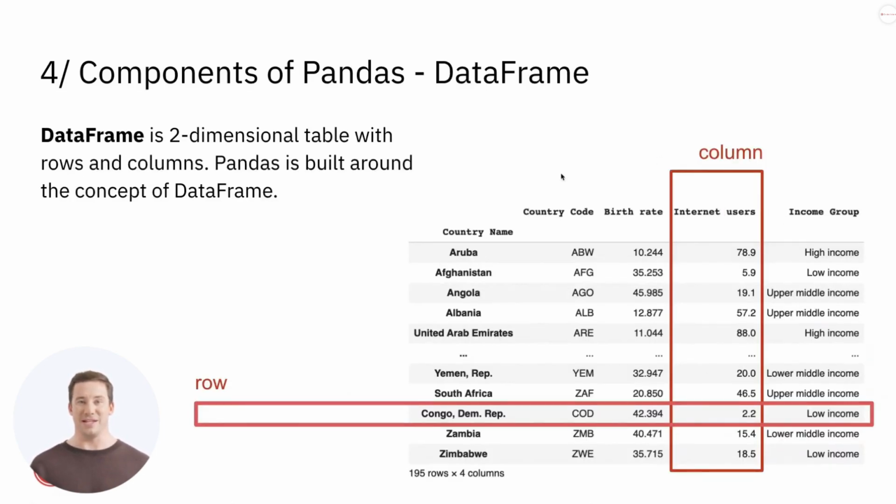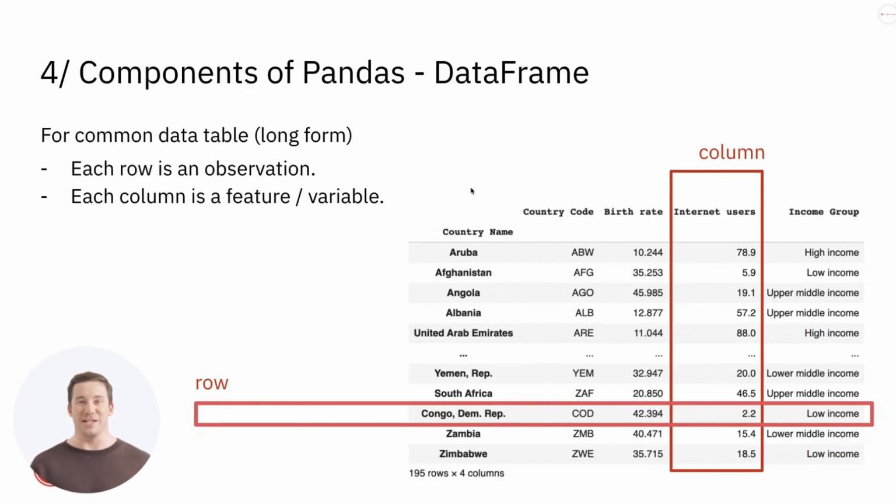Data frame is the data table. You can look to our right-hand side as an example of data frame. This data frame includes the countries and the recorded data of those countries. For example, Afghanistan here has the country code is AFG, birth rate is 35.25, and internet user is 5.9, which is classified as low income. As you can see, a data frame is a data table made up of many rows and many columns. Therefore, data frame is called a two-dimensional table because it has two dimensions. The first dimension is the rows, and the second dimension is the columns.